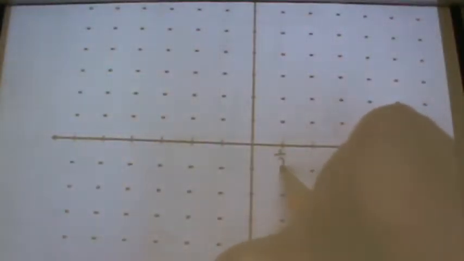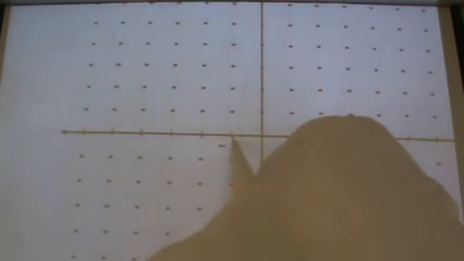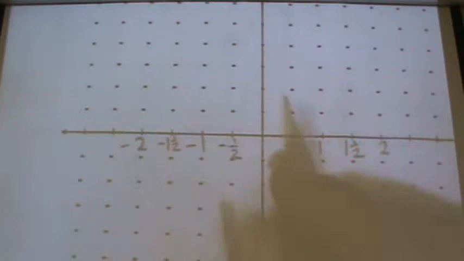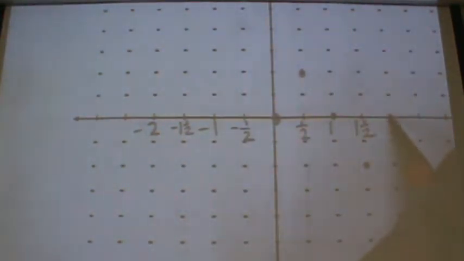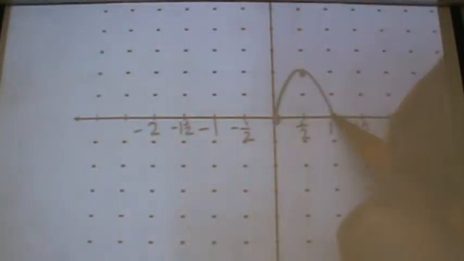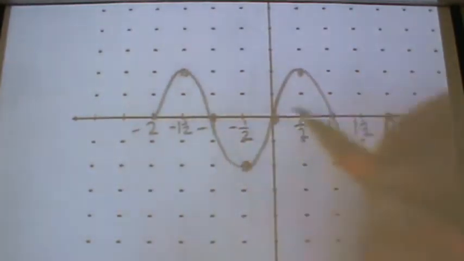So you're counting by 1/2. So this is going to be 1/2, 1, 1.5, and 2. So this is -1/2, -1, -1.5, -2. Now, there's no pi on this x-axis. So your amplitude is 2. Here it is.